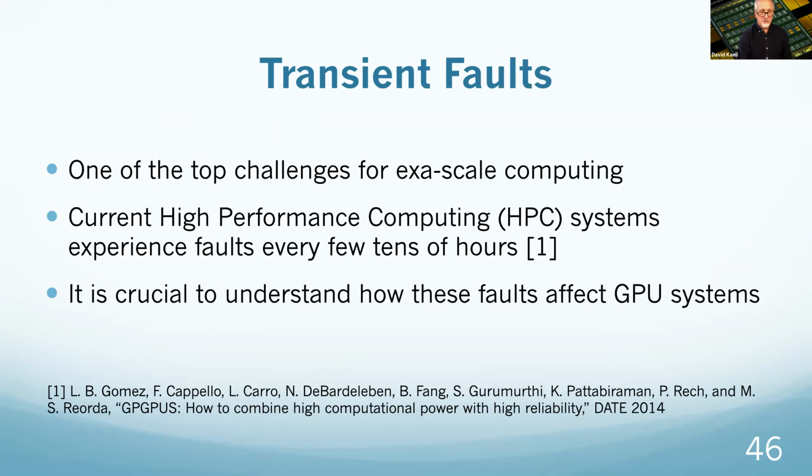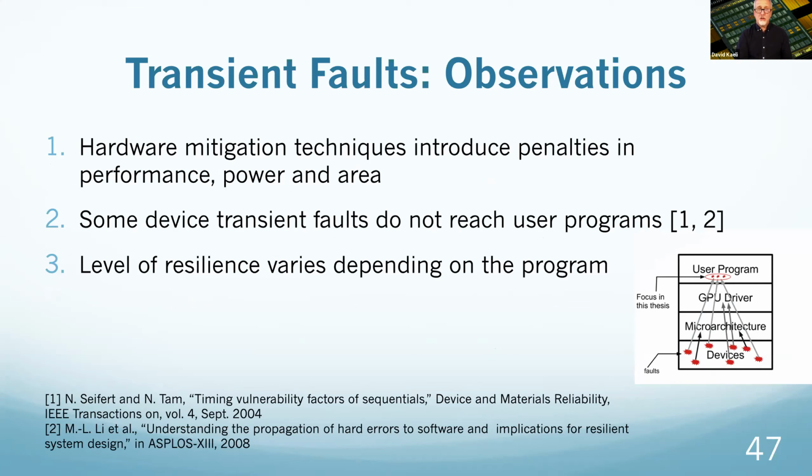If you look at this, a number of HPC systems basically experience a fault every few tens of hours, so this is not good. This is actually off of real data taken from some of the high performance computer centers in the US. So it's crucial that we have some way of understanding how faults affect GPU systems. We need some hardware mitigation techniques to reduce the penalties in performance, power, and area. So they're expensive.